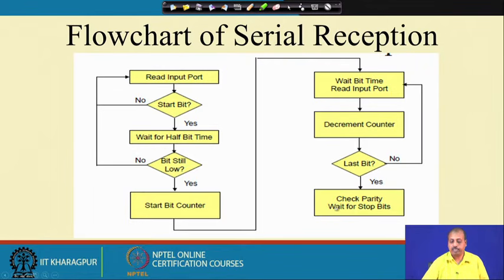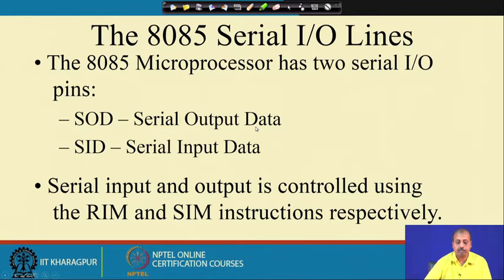This part is not written thoroughly. It is again waiting for two contiguous 1 bits for the stop bit. That way this whole operation takes place. So, this is the flowchart for the serial reception part.